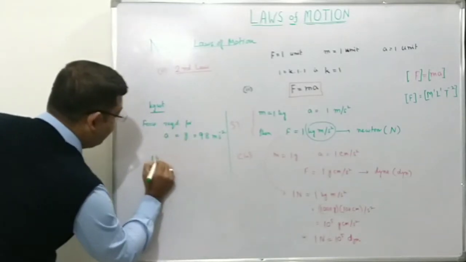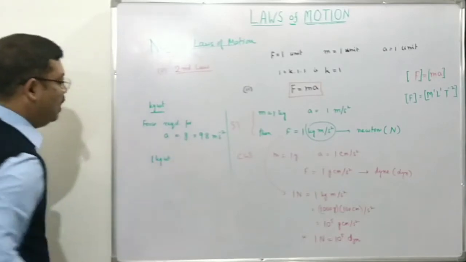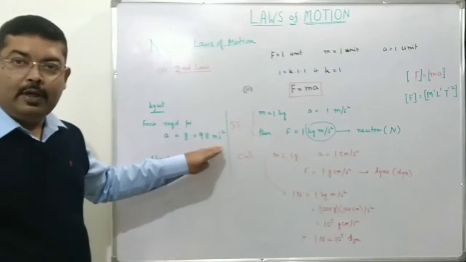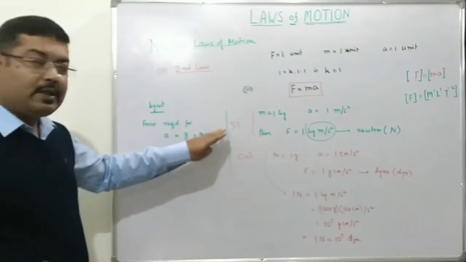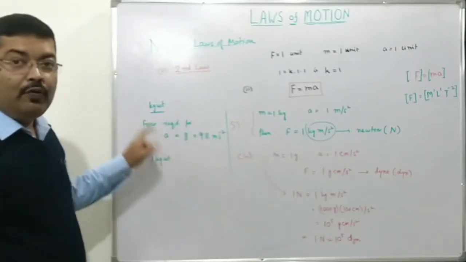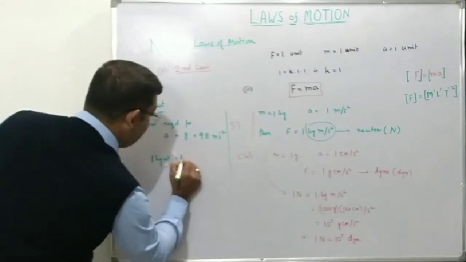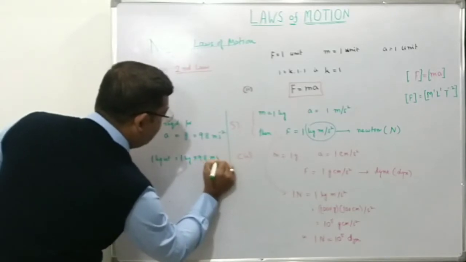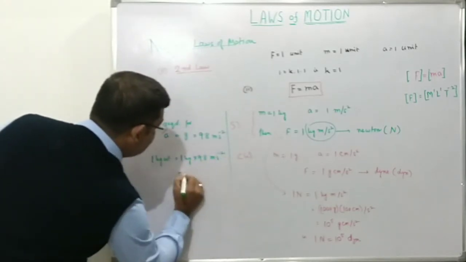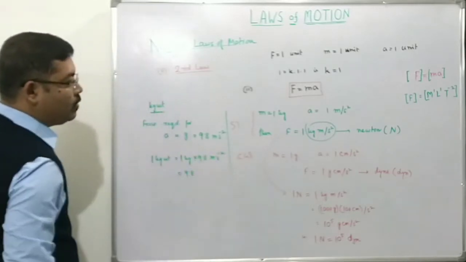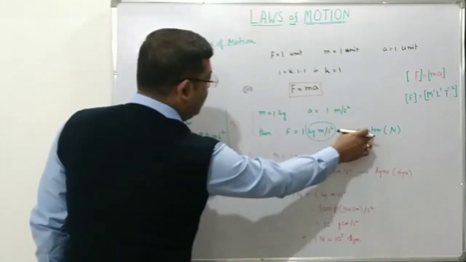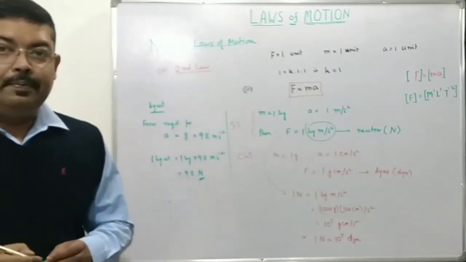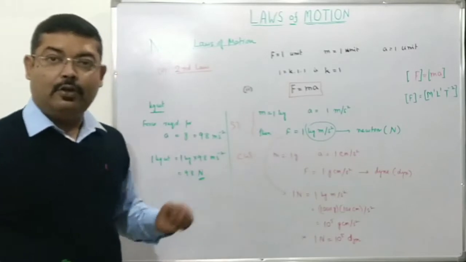So, 1 kg weight is the force required to produce an acceleration of 9.8 meter per second square in a body of 1 kg. So this is 1 kg into 9.8 meter per second square, which is equal to 9.8 kg meter per second square, but kg meter per second square is Newton, so 9.8 Newton. However, please remember, this unit is not a constant unit.